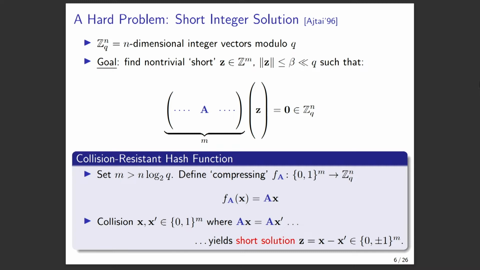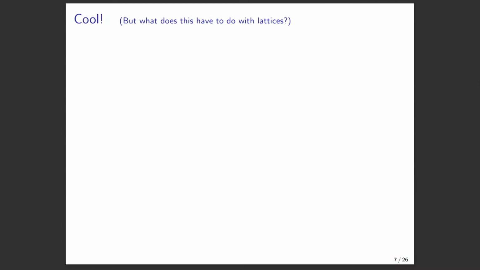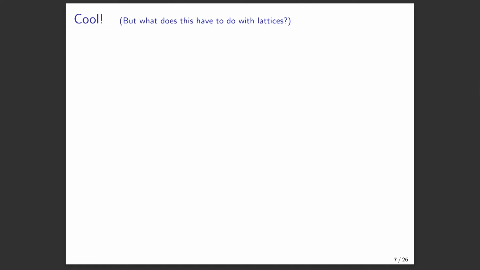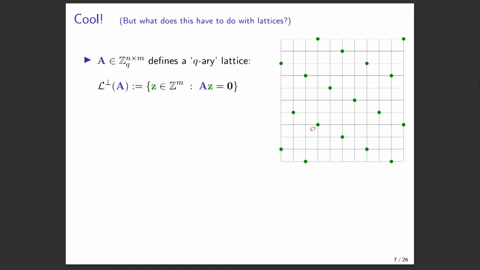OK, so there are a few exercises to think about this problem. What I want to show you now is, what does this have to do with lattices? Like I said, this is supposed to be about lattices. There's no lattice here, or is there? Here is a way in which this SIS problem is very usefully seen as a lattice problem.